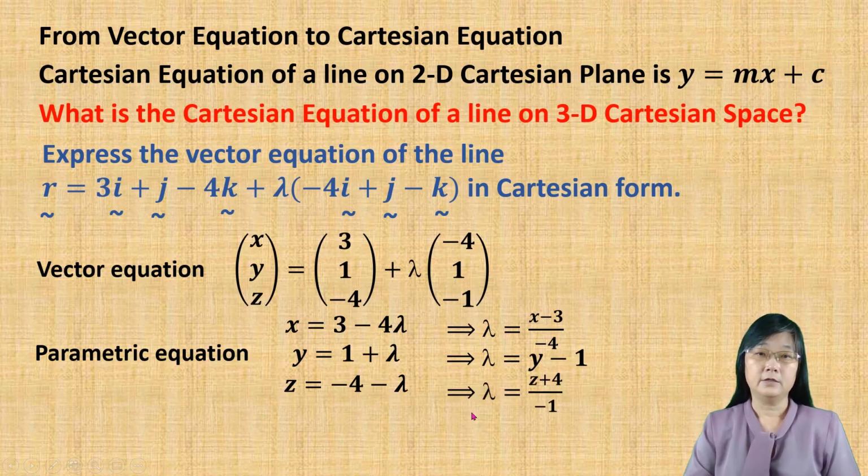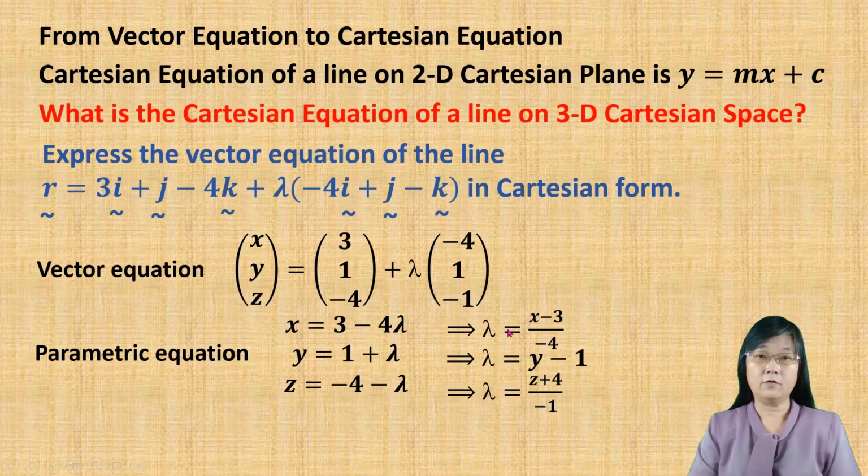For z, to change lambda as subject, first we shift negative 4 to the left, becomes z plus 4. Then only we shift the negative 1, so becomes z plus 4 over negative 1. Then we just leave the denominator negative 1 here.